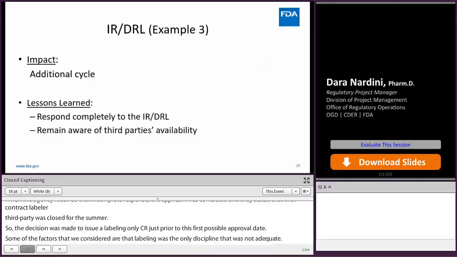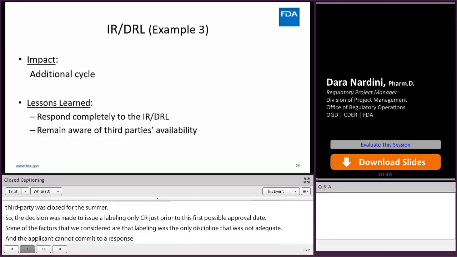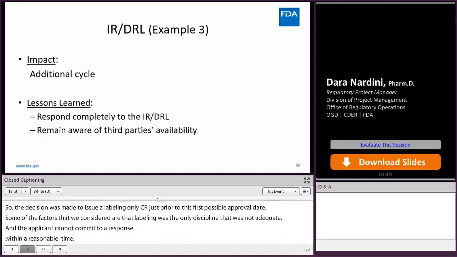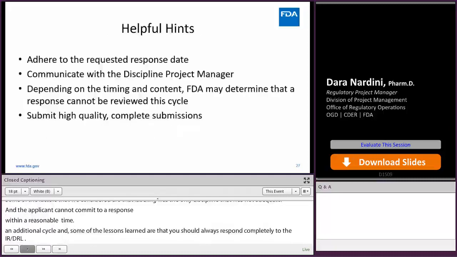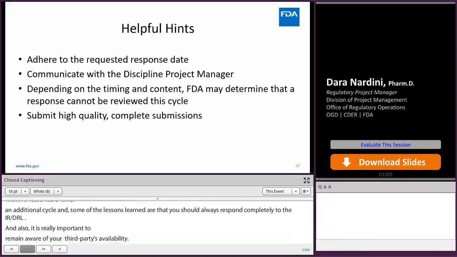The impact was an additional cycle, and some of the lessons learned are that you should always respond completely to the IR DRL, and also it's really important to remain aware of your third party's availability. So let's finish up this portion with some helpful hints. The first one, always adhere to the requested response dates.